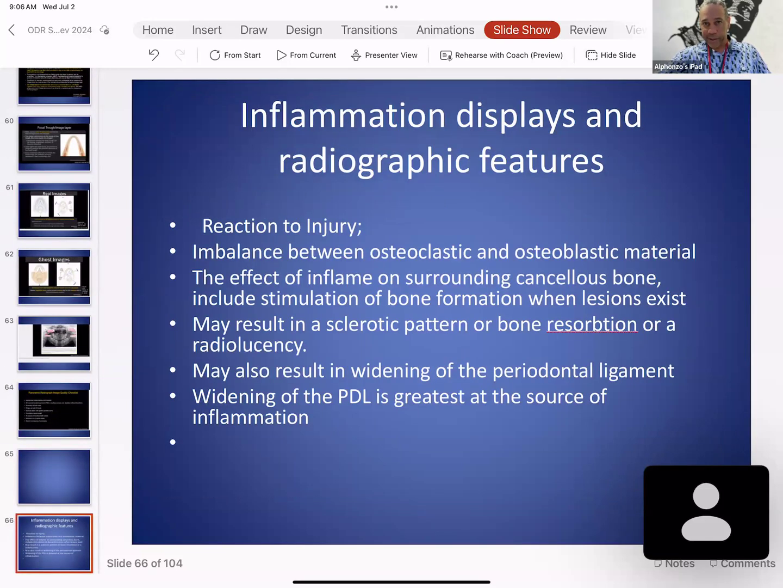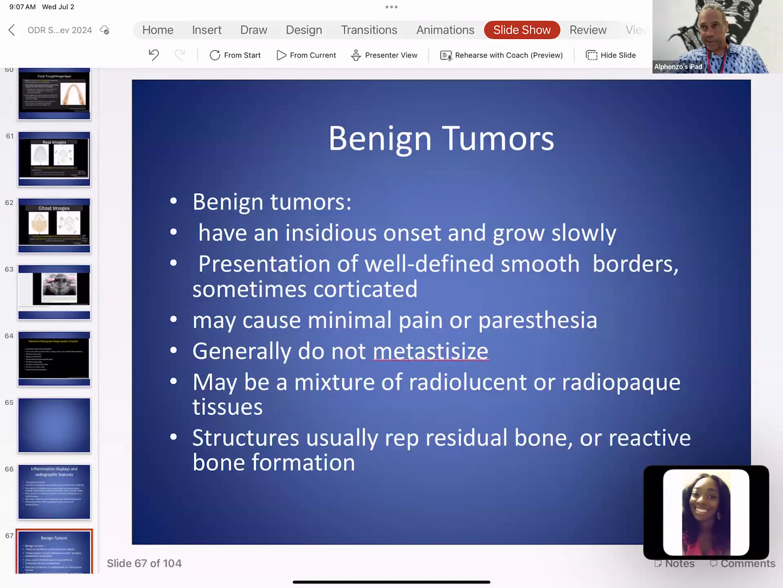Taylor's slides. Okay, here is a slide on displays of inflammation, and you want to understand why we get these displays. Of course, this is a reaction to injury. It's an imbalance between osteoclastic and osteoblastic material. I think I said that already. The effect to inflame the surrounding cancellous bone includes the stimulation of bone formation when lesions exist. And you just go through this. We've already talked about this stuff.